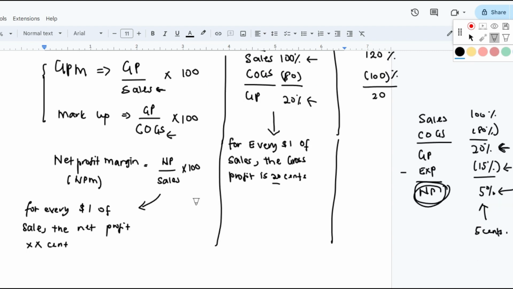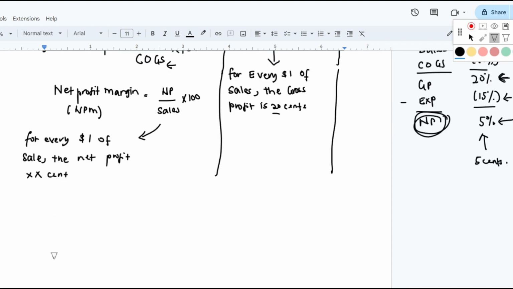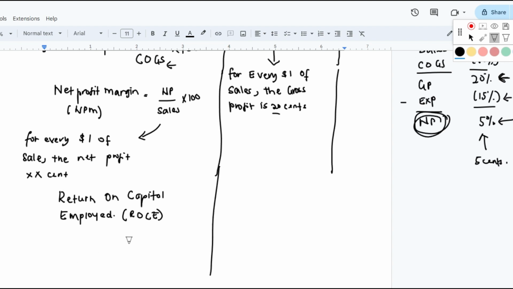Now, in profitability ratios, you need to know four ratios. So three have been introduced. The next one is called the return on capital employed. Return on capital employed. Now, in the short form, we call it ROCE. You would see this in exams often. ROCE. Now, what's the formula for this?